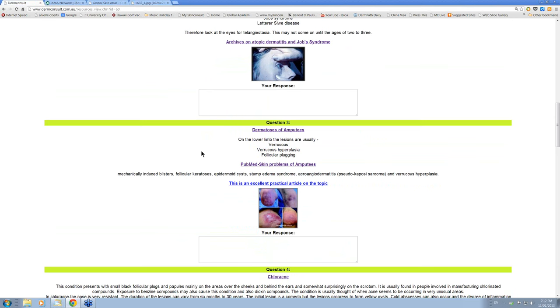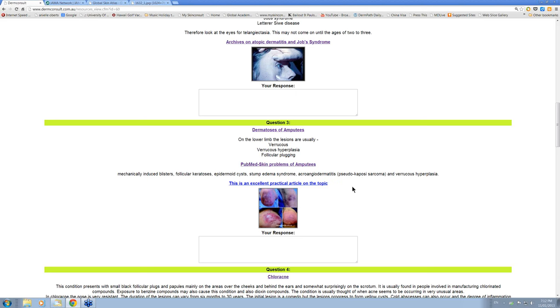Dermatoses of amputees. I've already said that the big problem here is occlusion, friction, sweating, rubbing, and so the skin can react in a variety of ways. We've said verrucous hyperplasia, follicular plugging, but there's this little lot here. Mechanically induced blisters, follicular keratoses, epidermoid cysts, stump edema syndrome, acroangiodermatitis, that's the pseudo-Kaposi's thing.